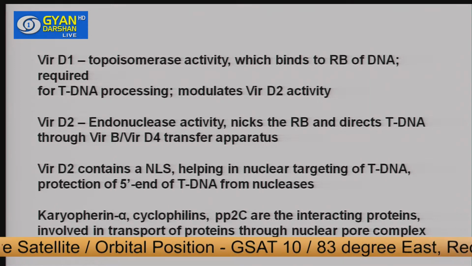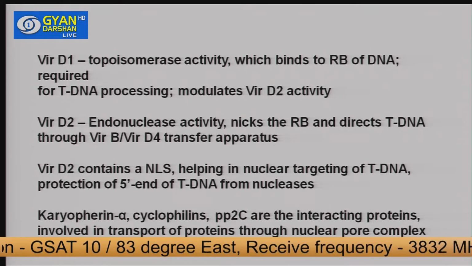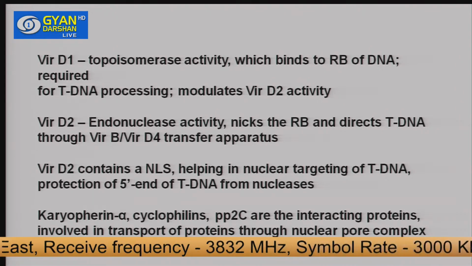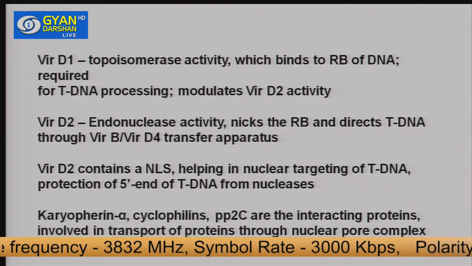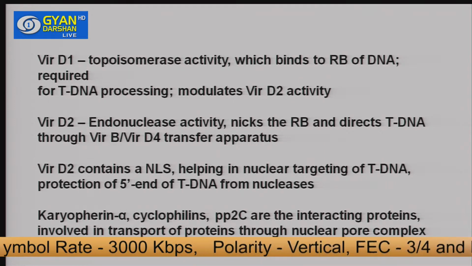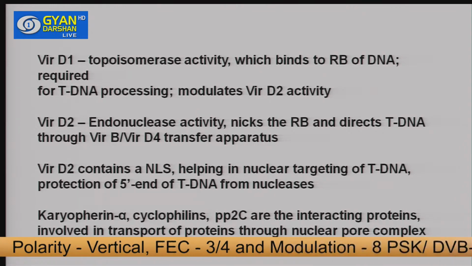You need some kind of channel through which the DNA has to transfer, and that transfer apparatus is made of VIR-B or VIR-D4. Now, when you undergo Agrobacterium transformation, you have to understand that the DNA will enter directly into the nucleus. It does not go into mitochondria and chloroplast. Why? Because all these VIR genes have certain nuclear localization signals.